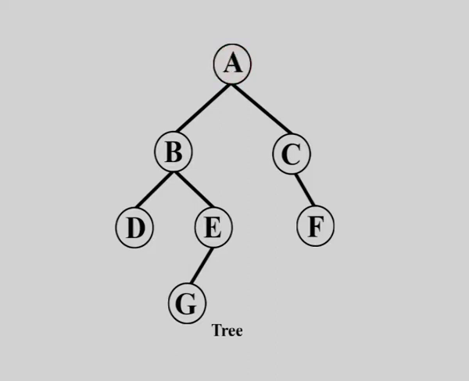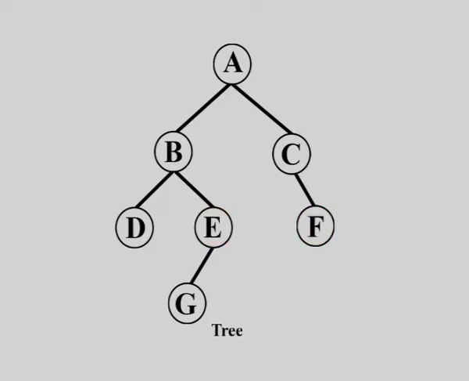Nodes having the same parent are called siblings. Sometimes we use the terms brothers or sisters. Here B and C are siblings as these have the same parent A. Similarly, D and E are siblings as these have the same parent B. E and F are not siblings because their parent is not the same.